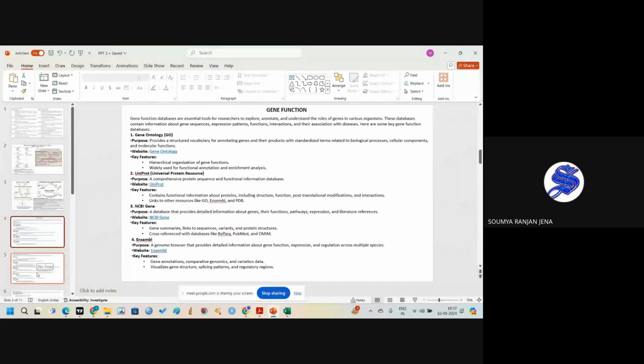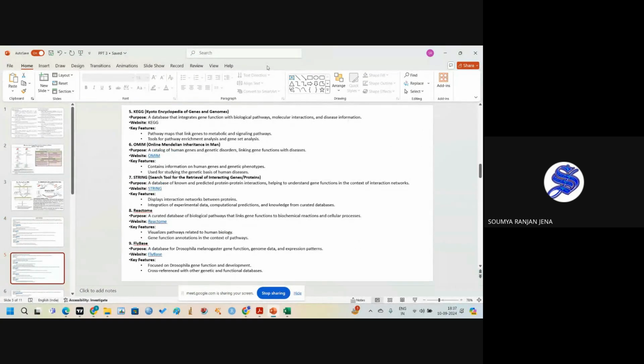The next one is the Kyoto Encyclopedia of Genes and Genomes. This is only for biological pathways, showing how these proteins are involved in different pathways. This is a key database that integrates gene function with biological pathways, molecular interaction, and disease information. These KEGG pathway maps link genes to metabolic and different signaling pathways, with tools for pathway enrichment analysis and gene set analysis.